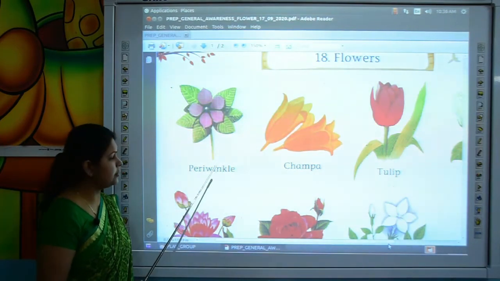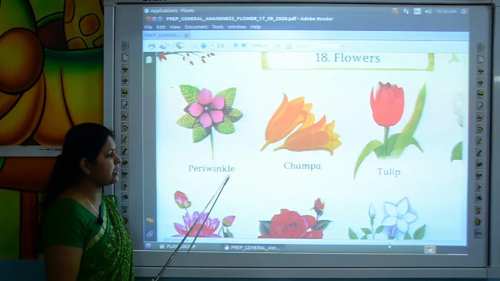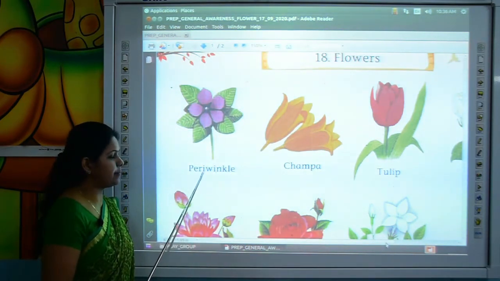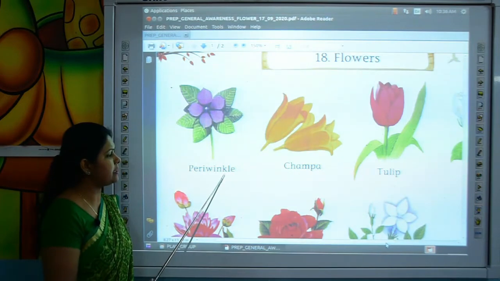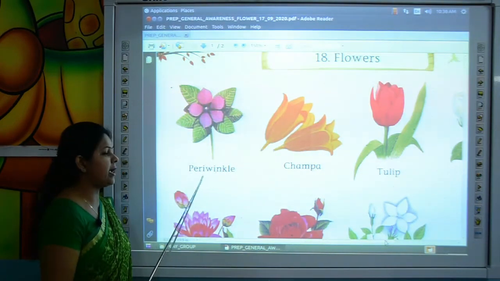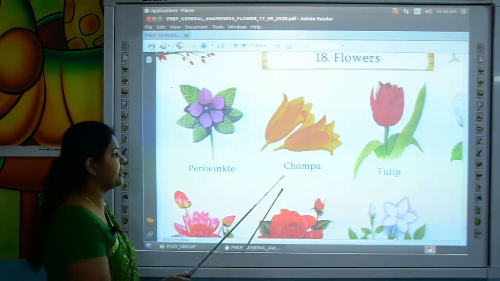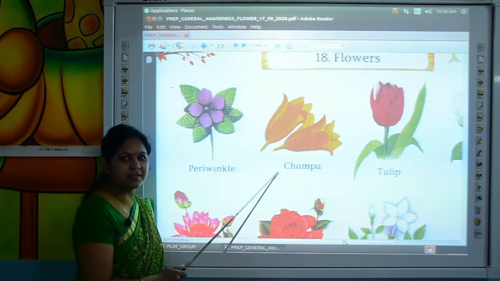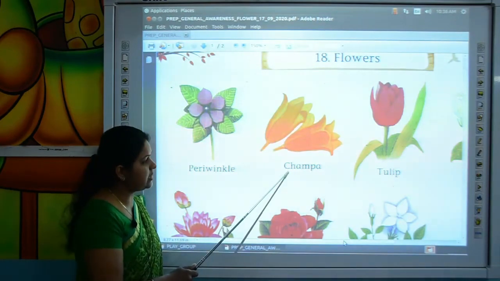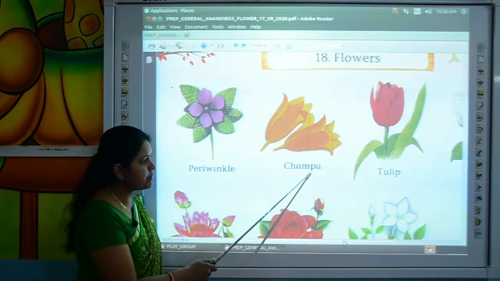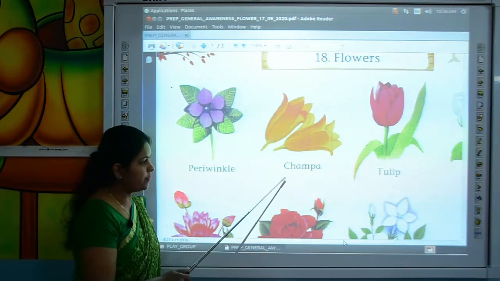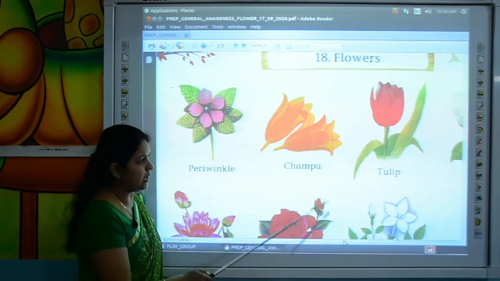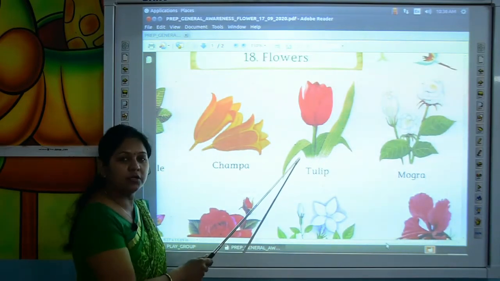P-E-R-I, peri, W-I-N-K-L-E, winkle, periwinkle. Now move to the next. Which flower is this, kids? This is champa. C-H-A-M-P-A, champa. Now this is tulip.